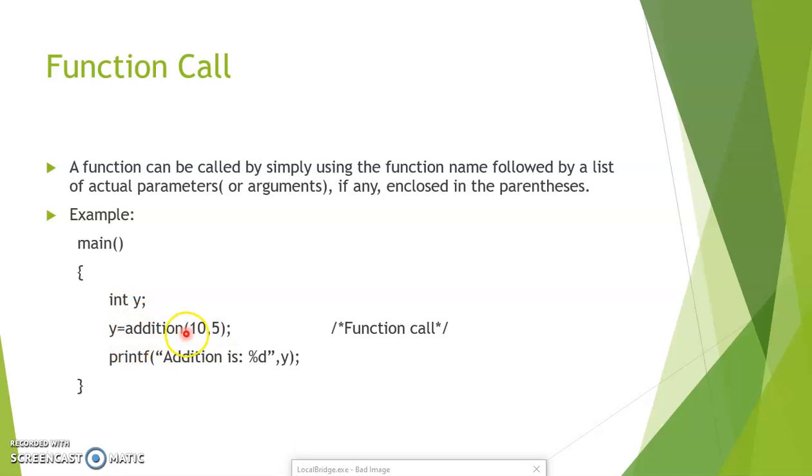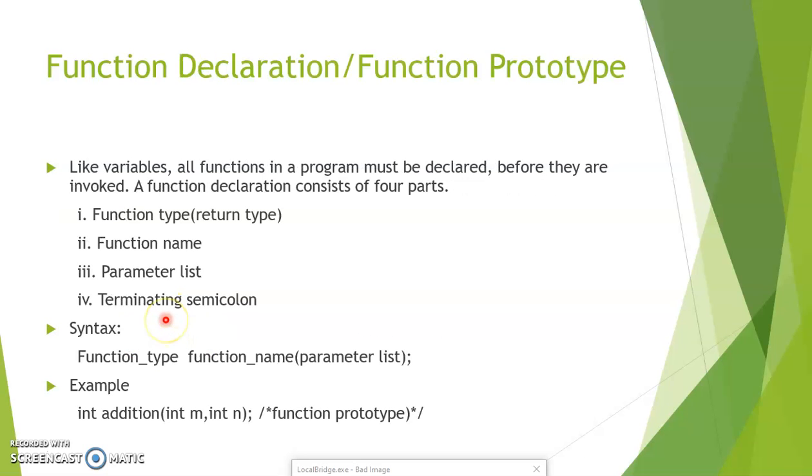So addition comma 10 comma 5 is what? Actual arguments to the function. In a function definition, the arguments are formal arguments, and these are actual arguments to a function. It is just displaying the addition, whatever the result of this function is.